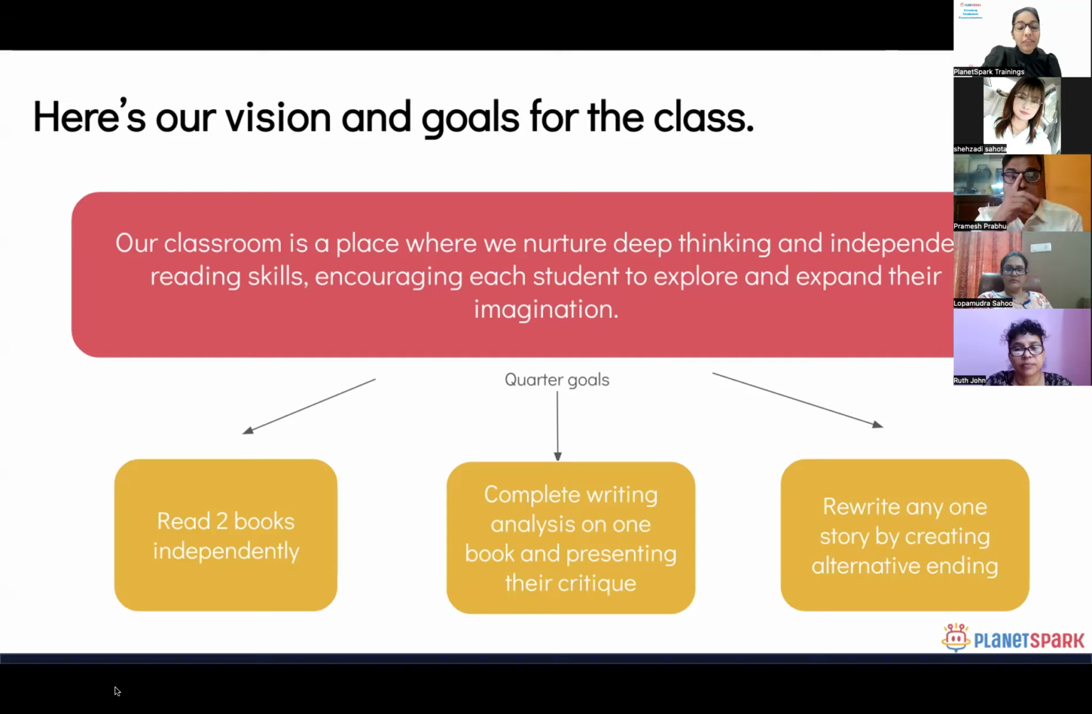What are certain keywords that are coming here? Reading, thinking, explore, imagination. Creative thinking. And with reading, what is one word written alongside it? Independent reading. Like, independently they have to read. Explore and expand also.